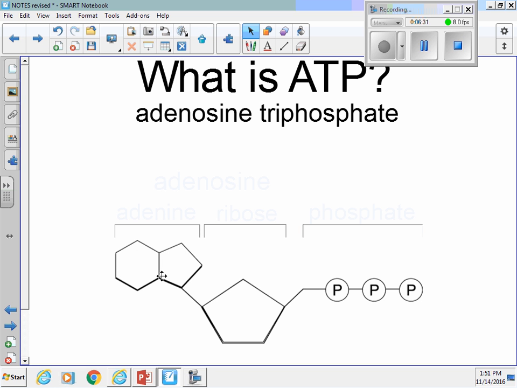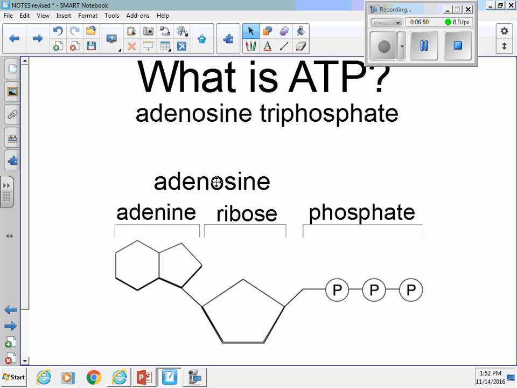This first molecule over here, and these are all organic molecules, okay, that's why we have these different shapes, is adenine. And you should recognize this pentose as ribose. And then we've got our phosphate groups on the end. And it's called adenosine triphosphate because we've got the 3 phosphates, that's the triphosphate. But adenine and ribose together is called adenosine.